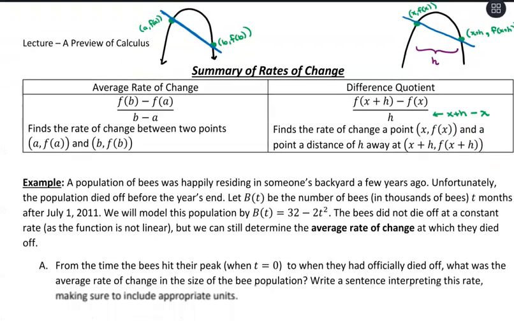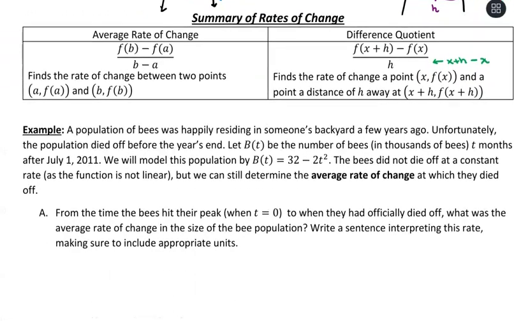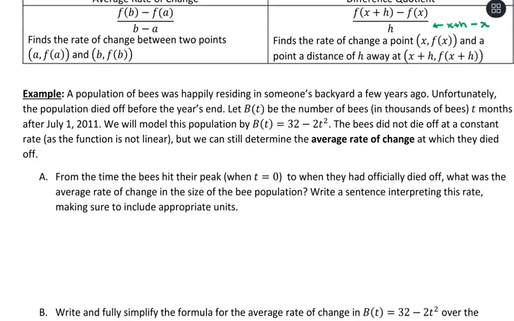how that's applied. Okay, so we have a population of bees. They're happily residing in someone's backyard a few years ago. Unfortunately, the population died off before the year's end, and we're going to let b of t be the number of bees in thousands, t months after July 1st, 2011. So our function is 32 minus 2t squared. It was not a constant rate. This is a quadratic. And we want to talk about the average rate of change at which that population decreased.